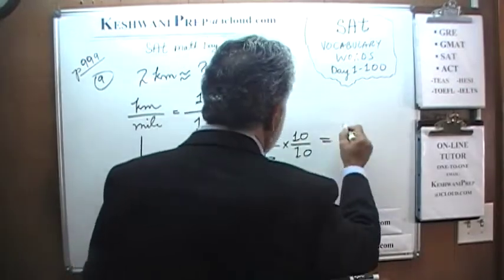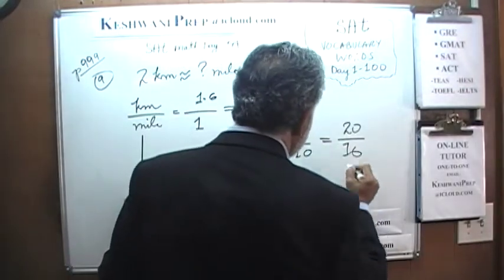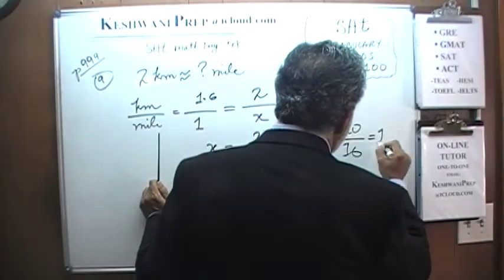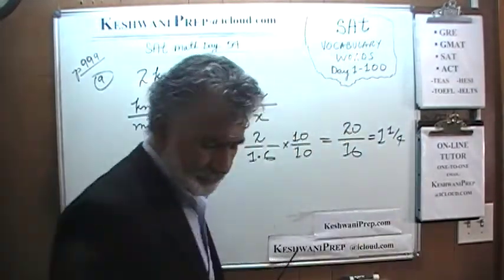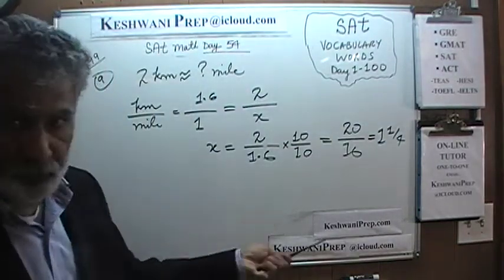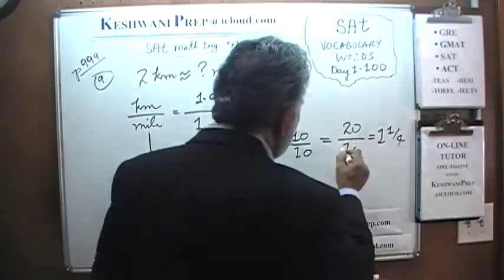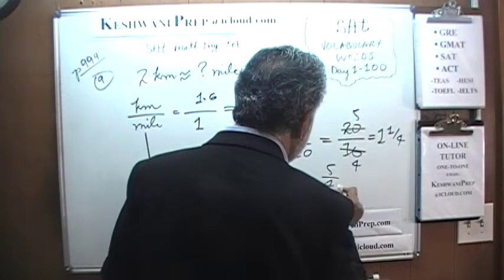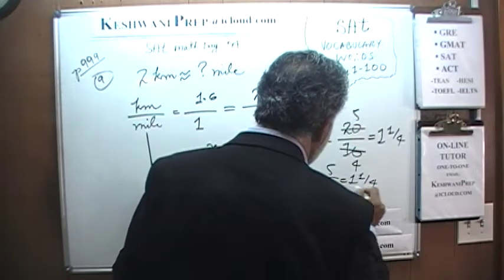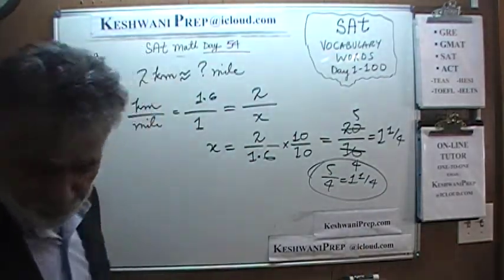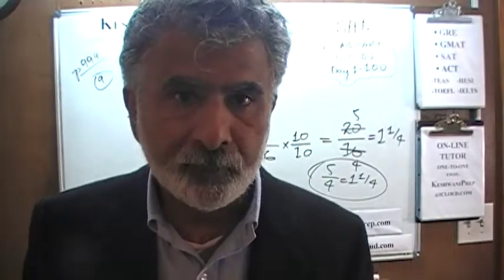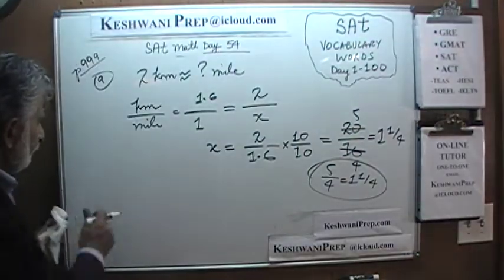2 times 10 is going to be 20 over 16. 20 over 16 is simply going to be 1 1/4. And if you don't see that right away, just do it out. Divide top and bottom by 4. That's a 4, and that's a 5. 5/4 is 1 1/4. In other words, 2 kilometers is approximately 1 1/4 miles. So that's one way. Another way we could have done it, let's do it here.